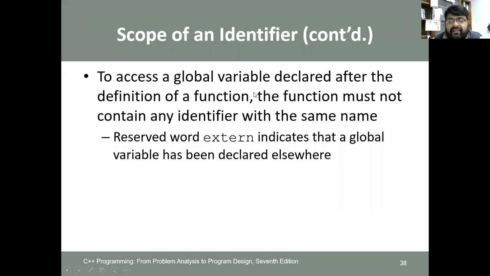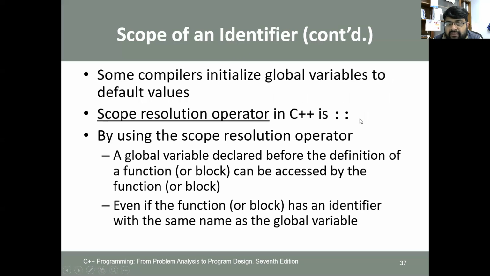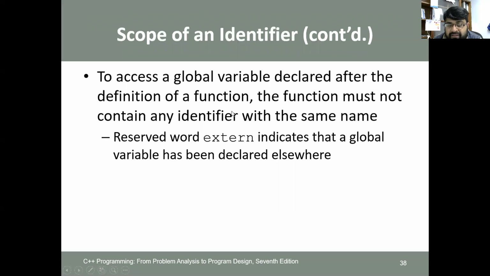To access a global variable declared after the definition of a function, the function must not contain any identifier with the same name. Remember, if you want to access a global variable that is declared after the definition of a function, the function must not contain any identifier with the same name, because in that case you cannot use the scope resolution operator either.